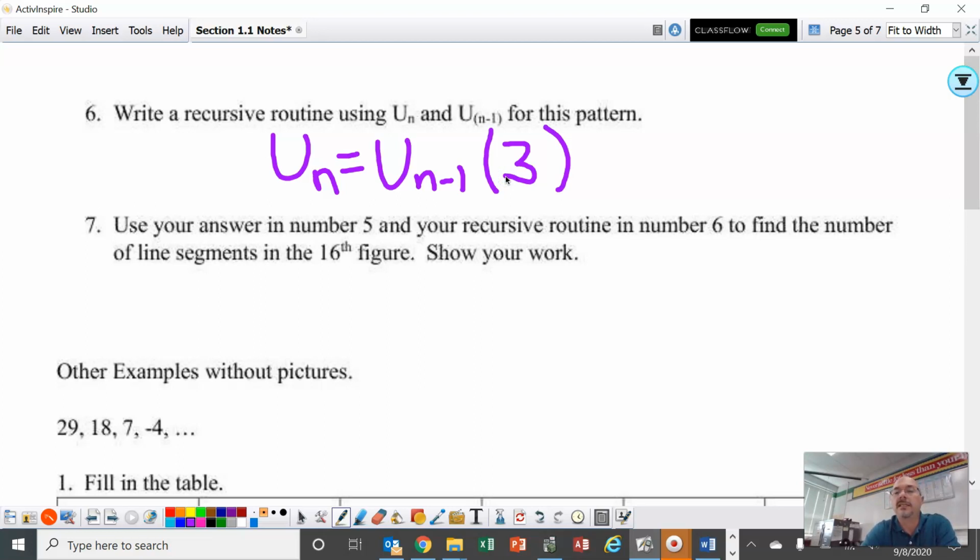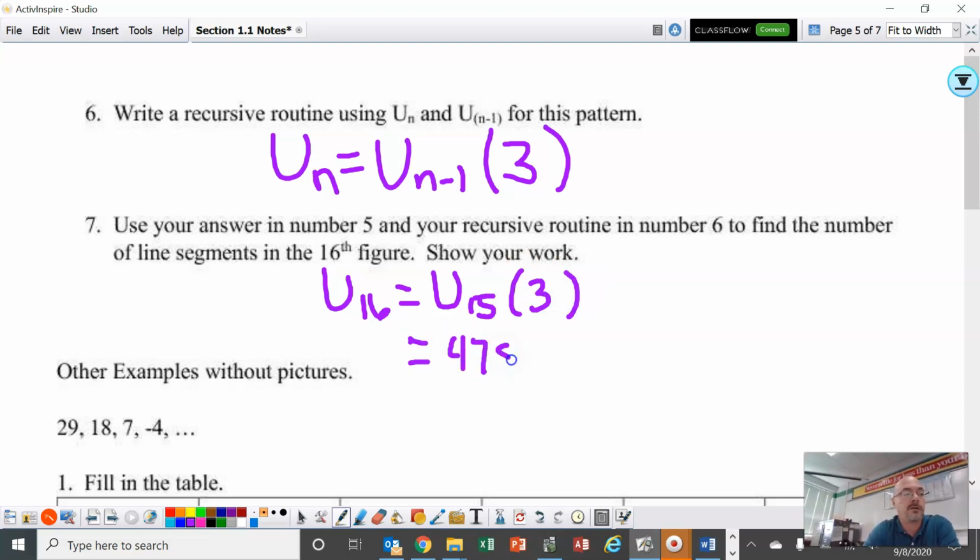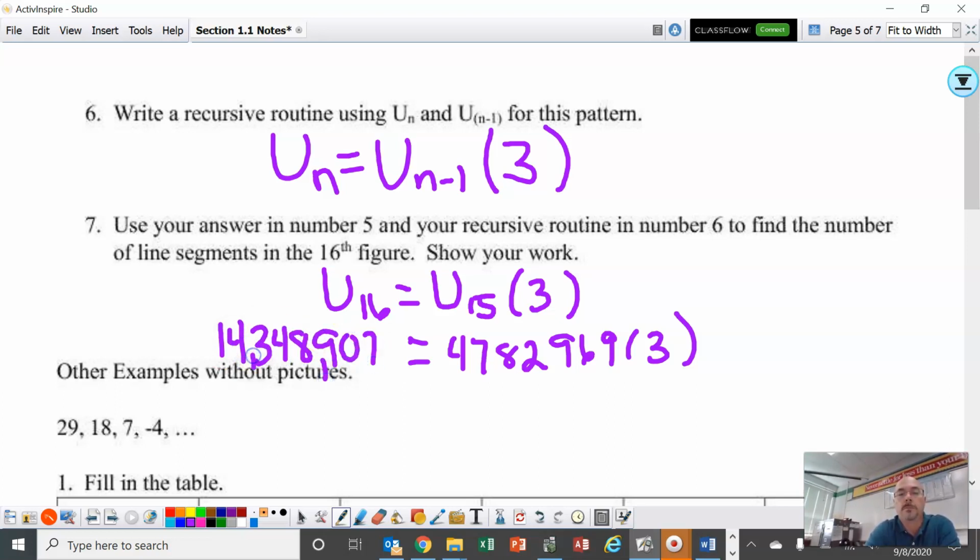All right, so how many are in the 16th figure? Well, that means I'm going to take the 15th figure, which is the figure in front. Again, that's the u sub n minus 1 times 3. So I'm going to take 4,782,969 times 3, and I'm going to get a whopping 14,348,907. Cool.